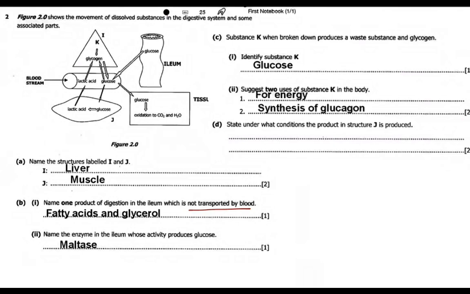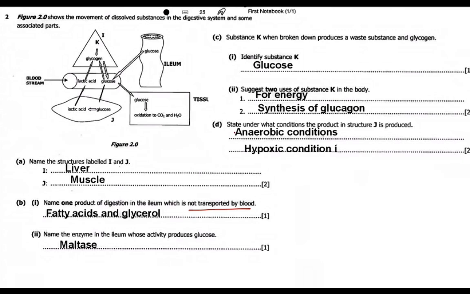The uses of glucose mainly is for energy, and synthesis of glycogen. Then state under what conditions the product in J is produced. So lactic acid, under what conditions is it produced? It is produced during anaerobic condition, where the body has depleted oxygen, or it has limited oxygen.